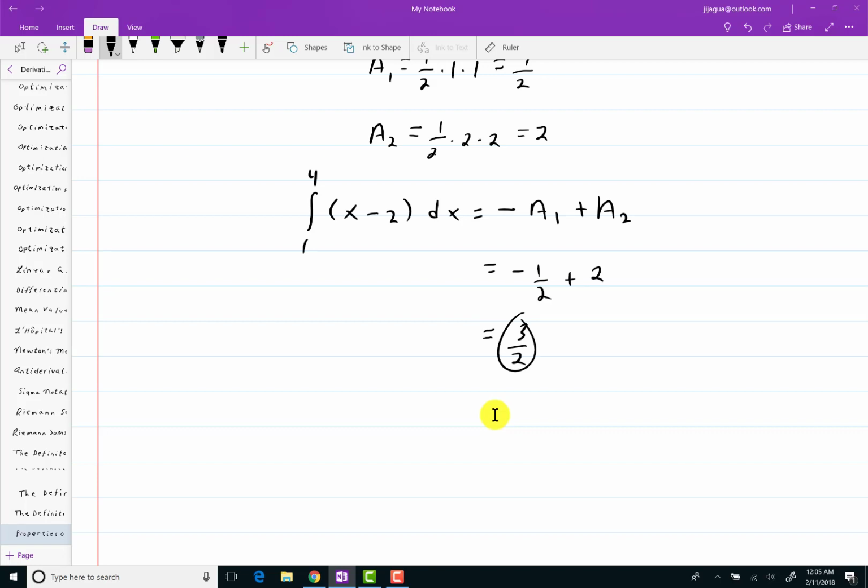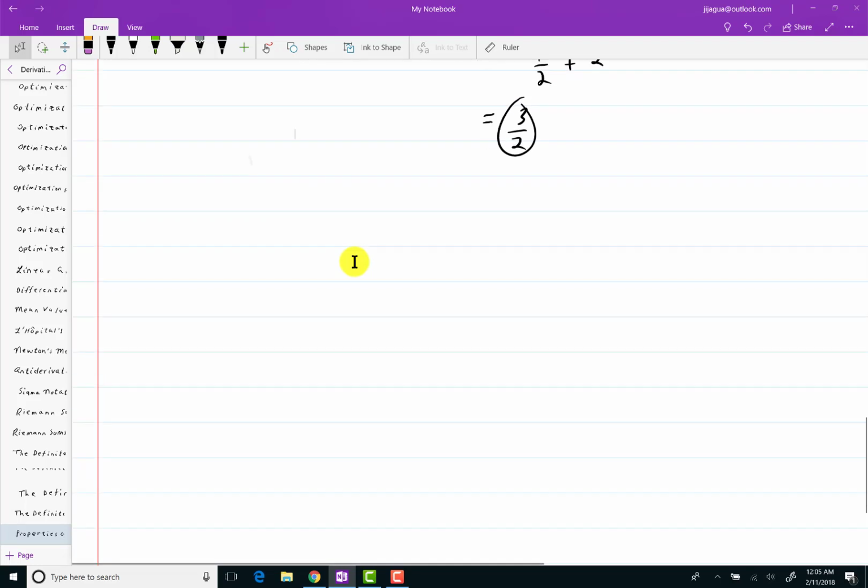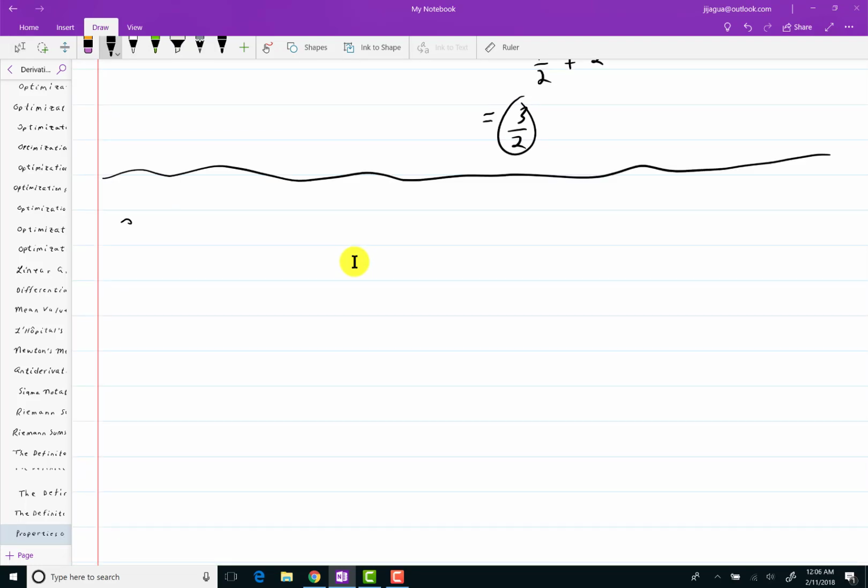So most of the integrals we're going to be evaluating will be because you'll be able to look at a graph and get the information from that because of common formulas that you have.